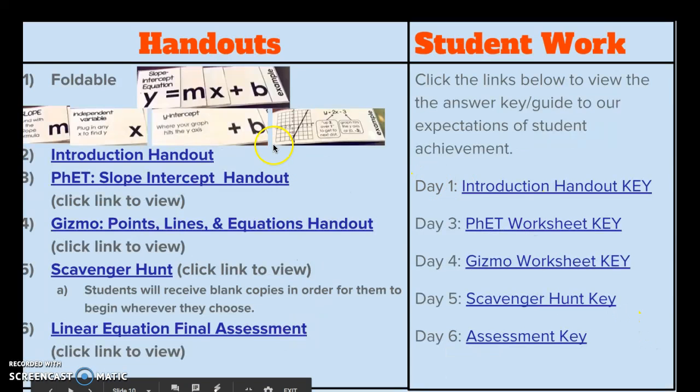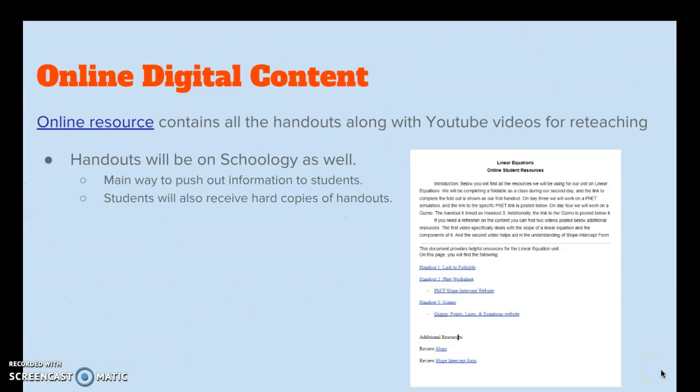On this slide, you will see that there are several links to student handouts on the left-hand side and the student work examples on the right-hand side that will be used throughout our unit. We will be providing the handouts to students digitally and as a hard copy. Allowing both formats helps students with differing abilities to show their work in the format that best suits their needs. We will post each assignment individually on Schoology, but in addition, we will provide the online resource document to students.